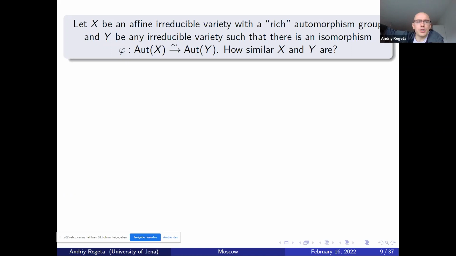So my question, which I ask now, is the following. Let X be an affine irreducible variety with a rich automorphism group, and Y be any irreducible variety such that there is an isomorphism from Aut(X) to Aut(Y). How similar are X and Y? Can we say that they have the same dimension, or maybe even that they are isomorphic, or at least something?